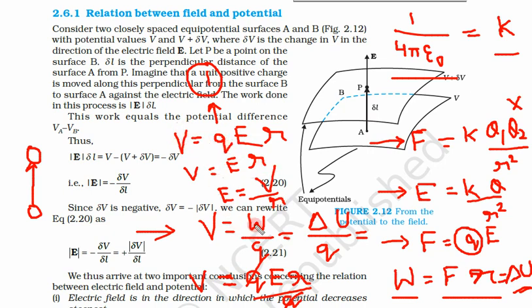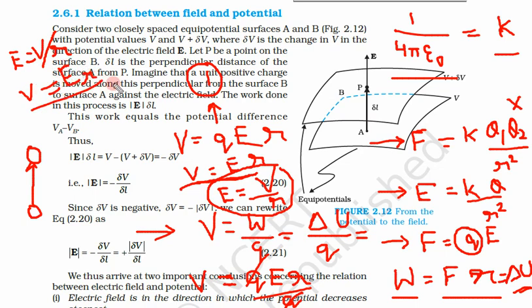In another way, V is equal to W upon Q, which is QER upon Q, and Q cancels out. But how does this cancel out? Because we are dividing it by charge. So V is simply ER, or E is equal to V upon R. So in another way we understood that E is simply equal to V upon R, or V is equal to ER.